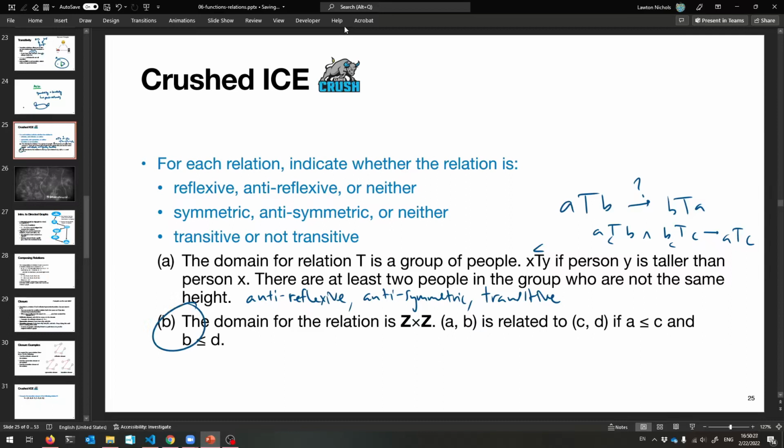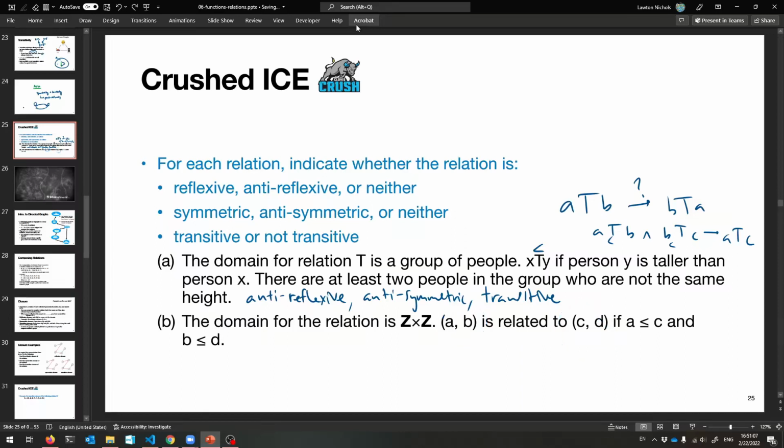What did you get for this one? So this is a binary relation on the set Z, all of the integers. Sorry, it's a relation on the pairs of integers, excuse me. Pairs of integers related to other pairs of integers. So the pair A comma B is related to C comma D if the first elements are less than or equal to each other, and then the second elements are also less than or equal to each other. So A is less than or equal to C and B is less than or equal to D. That means that these two elements are related in that order, okay?